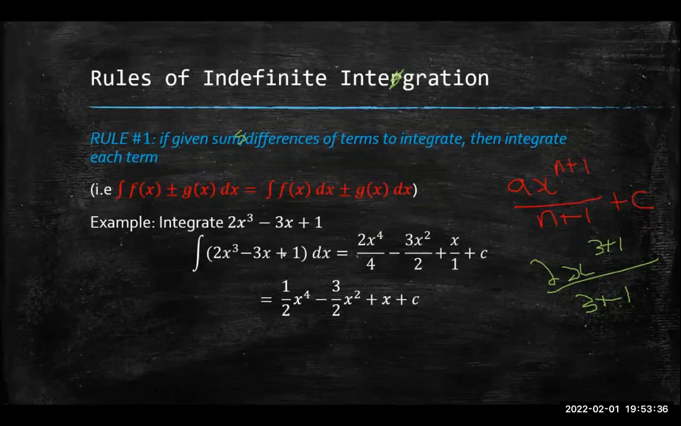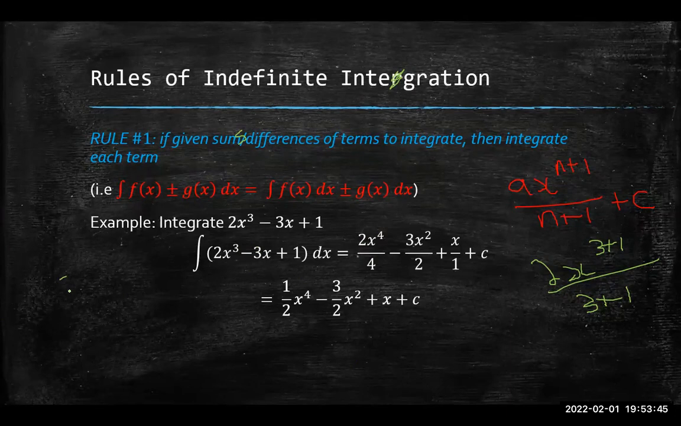And then you see minus 3x. So you put your minus sign and you integrate the 3x. Same rule. So I have my a, x. Remember, when you just see x by itself, it's implied that the power is 1, right? So saying 3x is the same as saying 3x to the power of 1. So that's 1 plus 1 divided by 1 plus 1. That's why I have here minus 3x squared divided by 2.